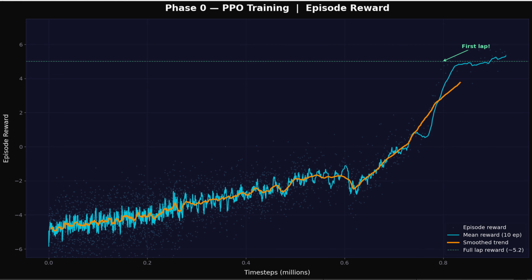So look at the first 600,000 steps. It's kind of flat, negative, and noisy. So the car is crashing actually a lot. And actually it is crashing almost every episode. But something is happening under the surface. The policy is slowly learning which actions are less bad, building up a very rough understanding of how to not immediately crash. Then look at around 0.8 million steps.